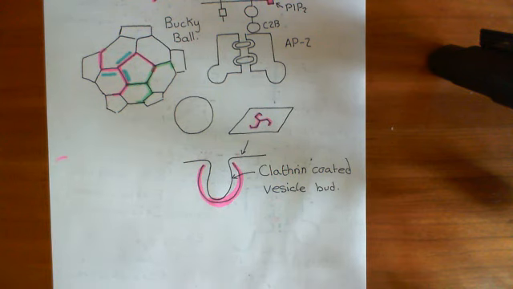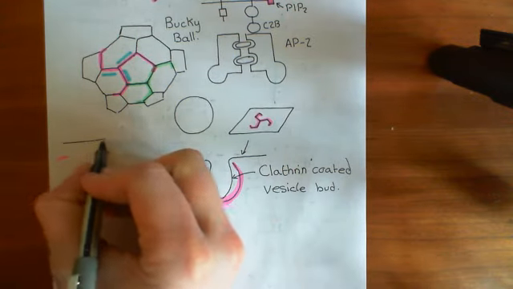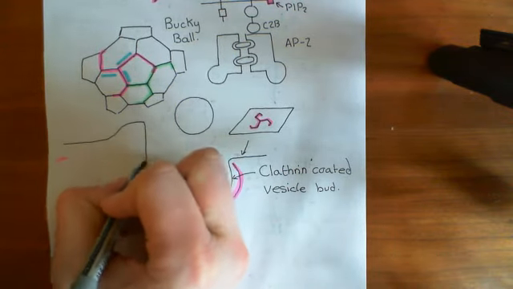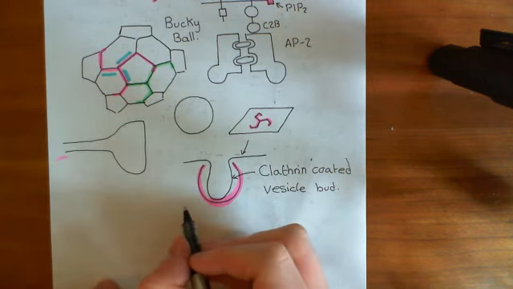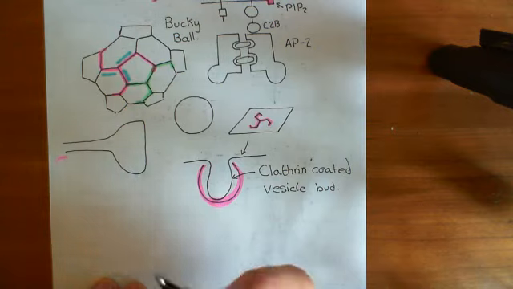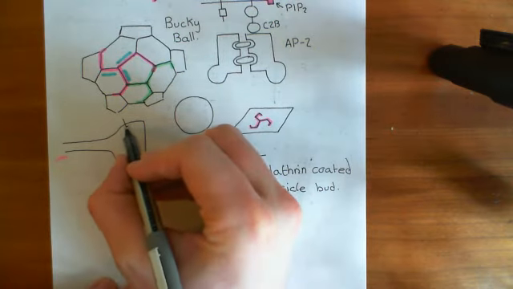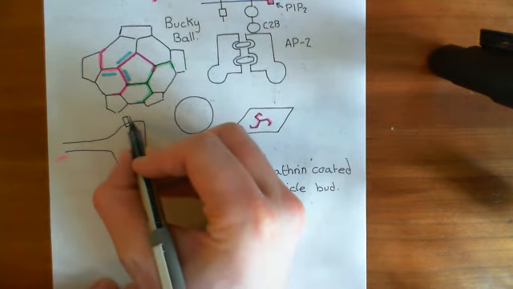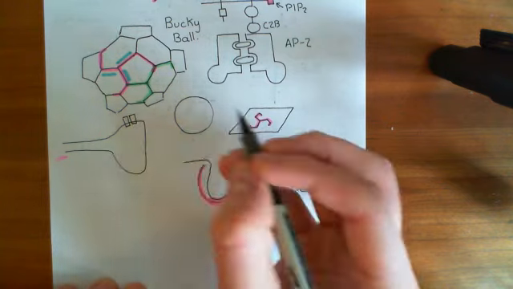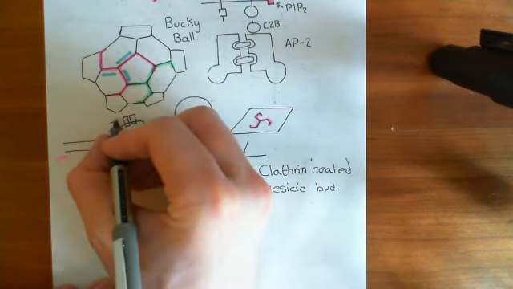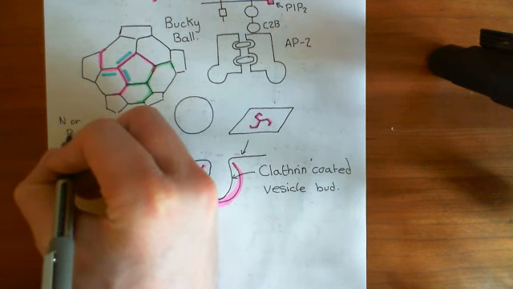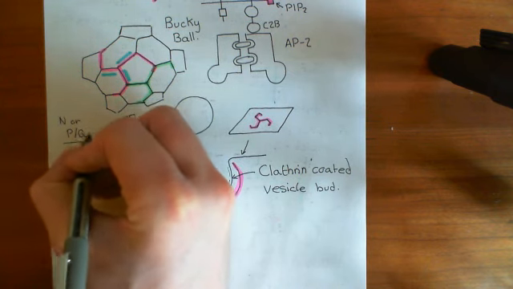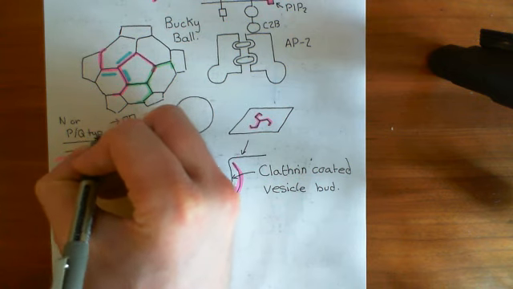So what happens when an action potential arrives in the axon terminal here? So here's our axon terminal. When an action potential arrives in the axon terminal, it causes the opening of voltage-gated calcium channels in the membrane of the axon terminal. These voltage-gated calcium channels are specifically of the N or PQ type. So in the axon terminal, you only have N or PQ type voltage-gated calcium channels.